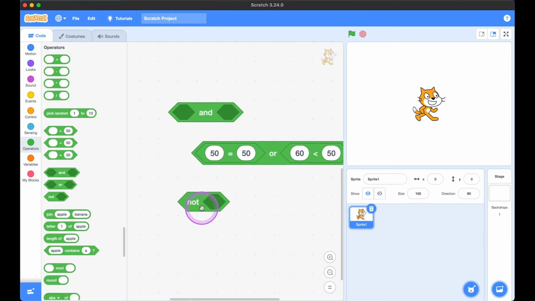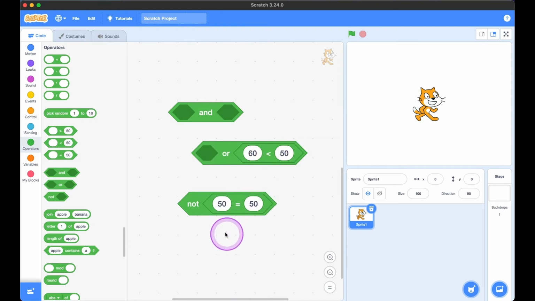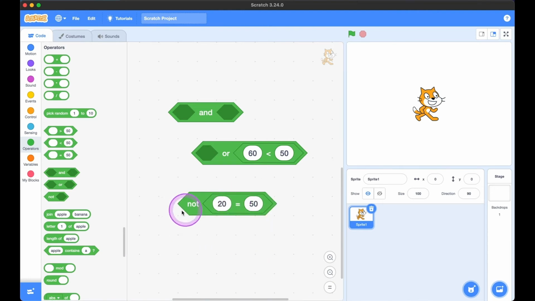For our not block, if the statement inside is true, then it would say it's false. And if the inside statement is false, then it would say that it's true. So 50 equals 50. Yes, that is true. But if we put it in our not block, it says it's false. But if we say 20 equals 50, which is false, then it's going to be true. These three blocks work well with the control block, so it's important to have a good understanding of them.